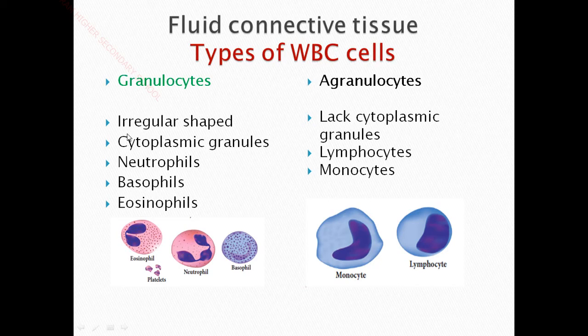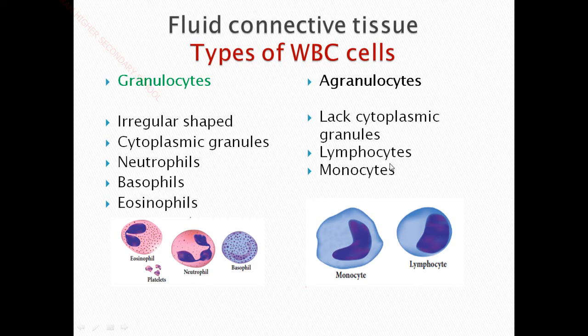So granulocytes are irregular shaped, and they have cytoplasmic granules. Granules are nothing but the small particles which are present inside the cell. So you can see the dotted substance here, but here you cannot see any dotted substance. So these dots represent the granules. So this is a cell, and inside the cell you have cytoplasm, and in the cytoplasm you can see the different types of granules, that is called cytoplasmic granules. Just compare both pictures and see, here granules are present, here there are no granules.